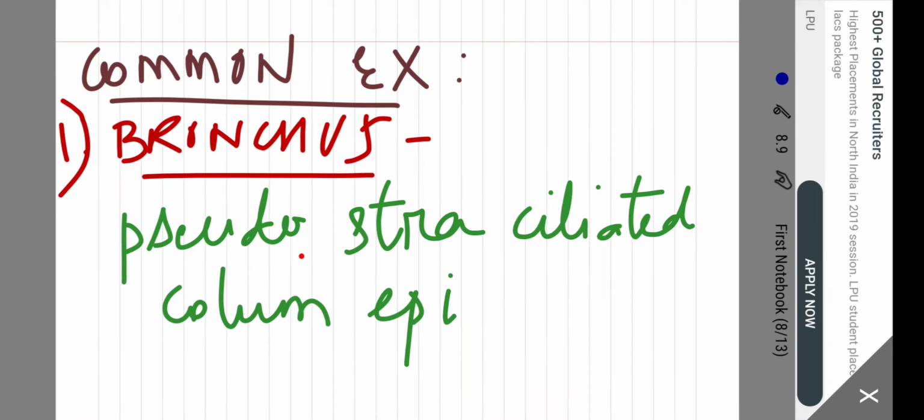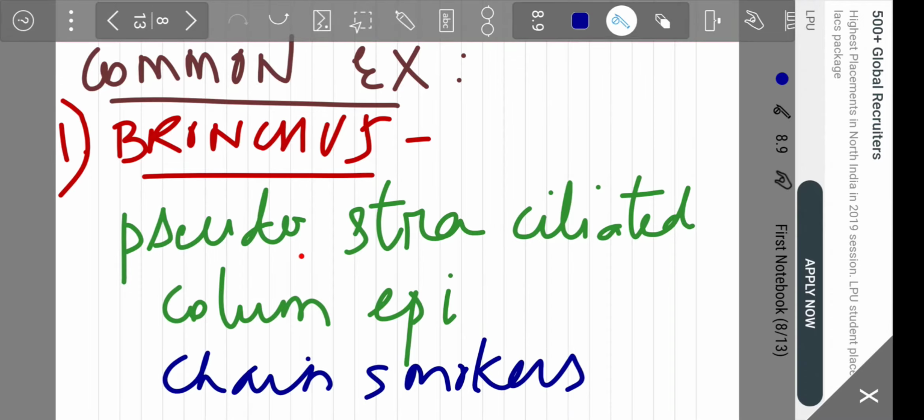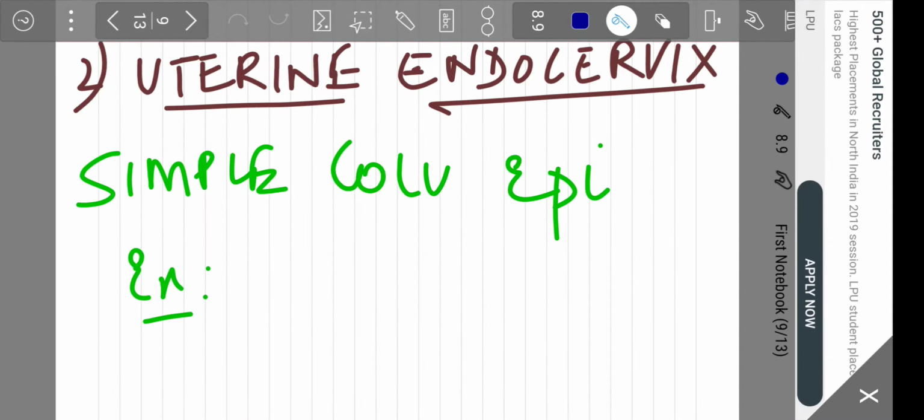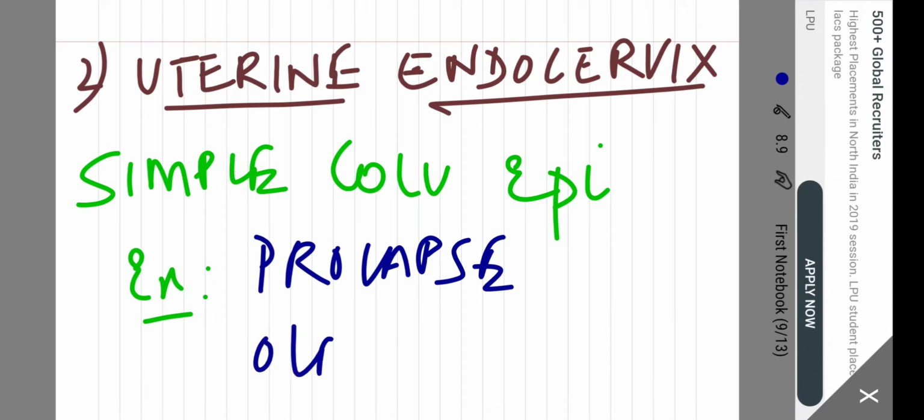The common examples of squamous metaplasia. The first one is in the bronchus. It is normally lined by pseudostratified columnar epithelium. It is seen in chain smokers. Now, the second example is the uterine endocervix, which is normally lined by simple columnar epithelium. It is mainly seen in prolapse of uterus and in old age.